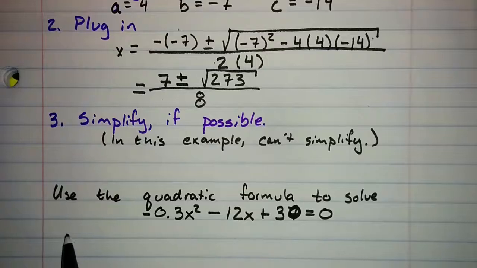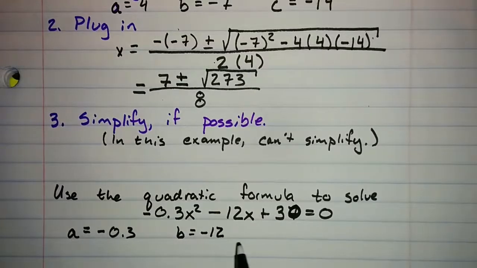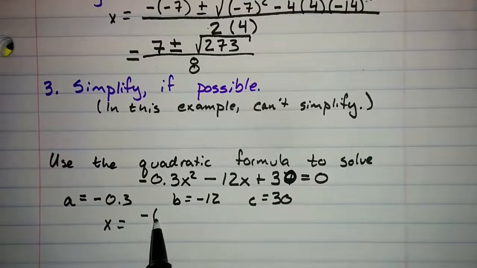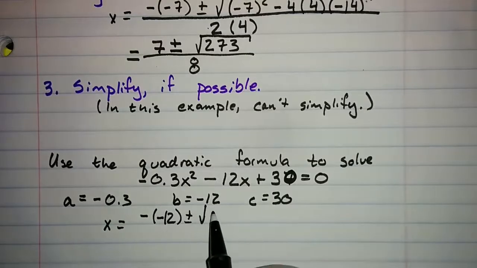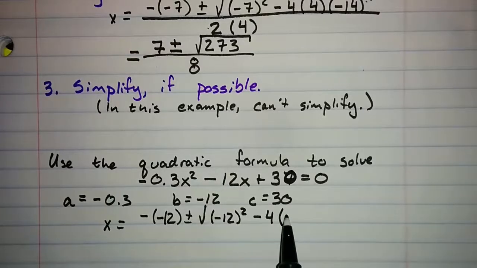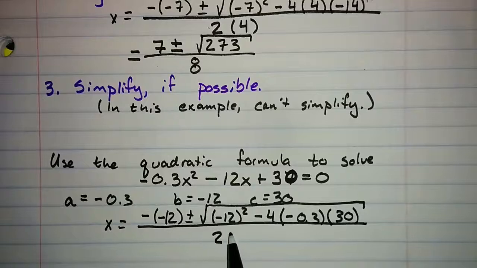All right, so my coefficients are a is negative 0.3, b is negative 12, and c is 30. Plugging in then, I'll get x is negative negative 12 plus or minus the square root of negative 12 squared minus 4 times negative 0.3 times 30 all over 2 times negative 0.3.